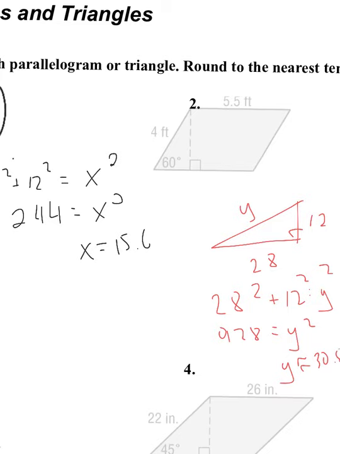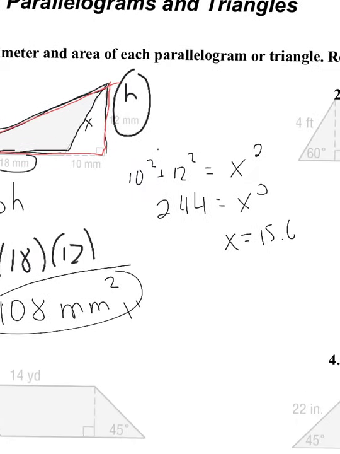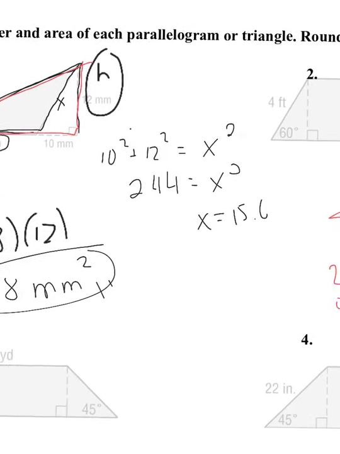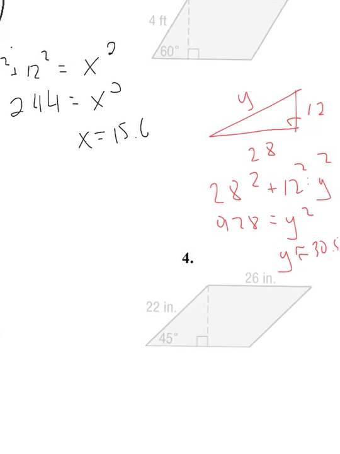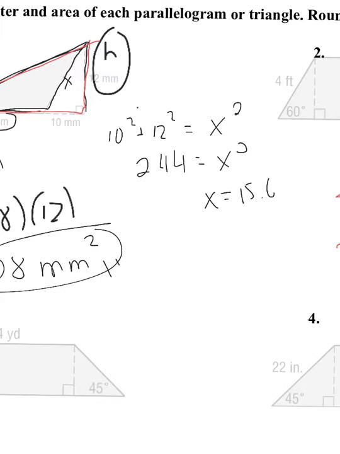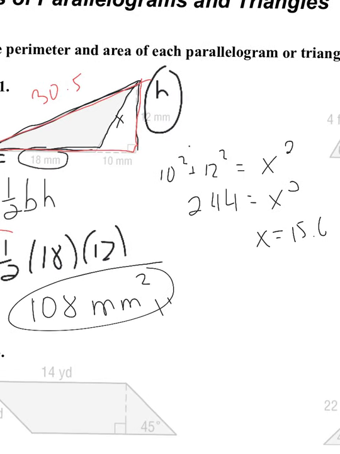So this is a little confusing. So what is the perimeter for this triangle? The longest side is 30.5. So this side is 30 and 5/10. X was 15.6. So 15.6.